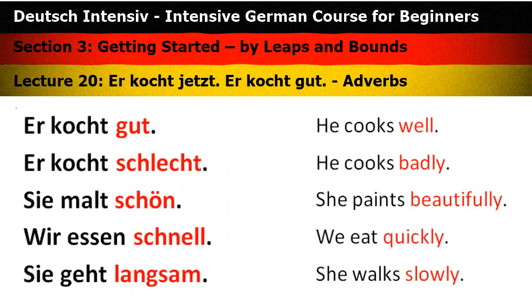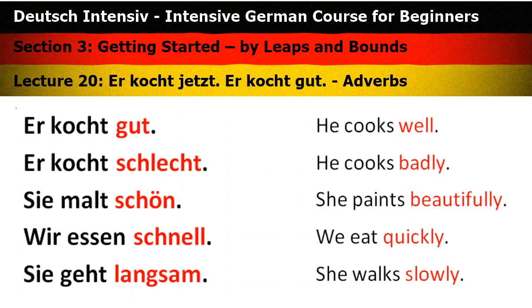Adverbs modify verbs, adjectives, and adverbs. Now, if we modify a verb, we put the adverb after the verb. So, for example, kocht gut. He cooks well. Gut modifies the verb kocht. So we use adverbs to say how something is done. Here are some examples. Kocht gut. Kocht schlecht. Sie malt schön. Wir essen schnell. Sie geht langsam.